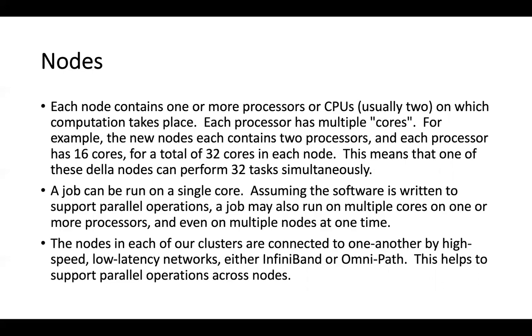That means one of these nodes can perform 32 tasks simultaneously. A job can be run on a single core, assuming the software is written to support parallel operation. A job may also run on one or more cores, and even on multiple nodes at the same time. And that is done through the scheduling and distribution system.